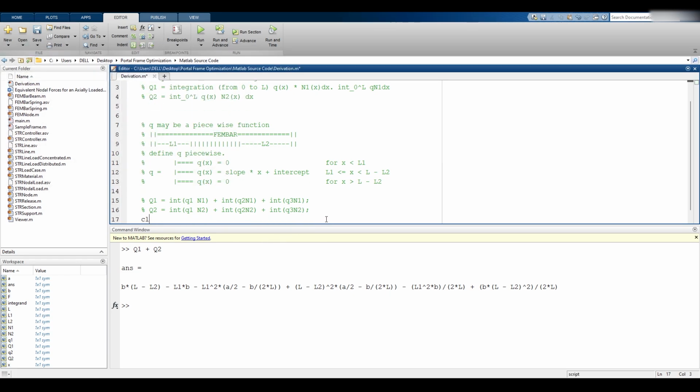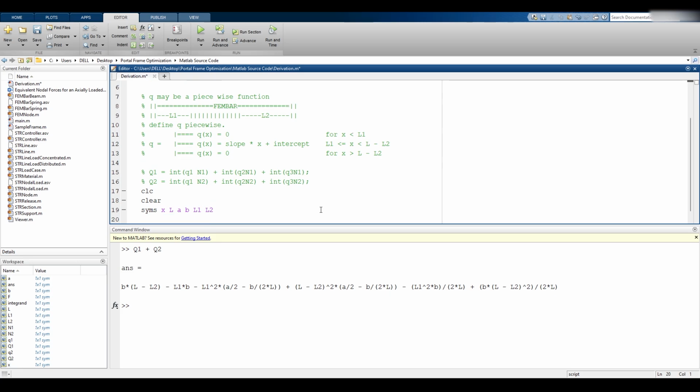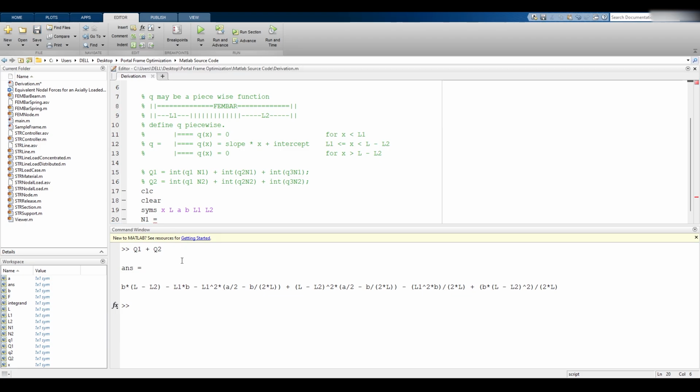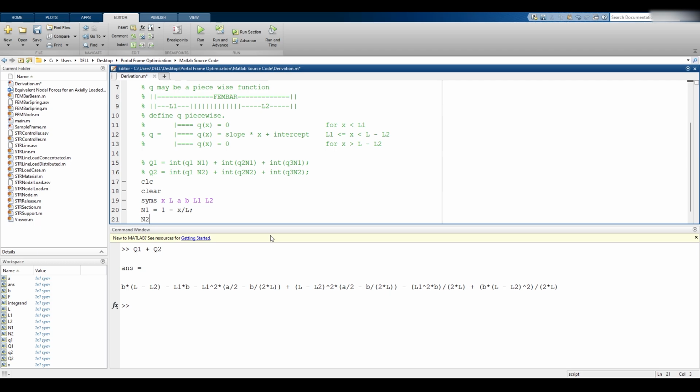So here, CLC, clear, and syms, and we're going to do some symbolic stuff. We're going to declare our symbolic variables, X, L, A, which is the slope, B, which is the intercept, the length L1, the length L2, and that's it. Now here, let's define N1, which equals, according to the shape functions, 1 minus X over L. This is symbolic math now. This is one of the legendary tier stuff that MATLAB can do for you. And N2, I will show what it means, equals X over L. It understands mathematics like humans do. I'll even remove the semicolon to show you that in action.